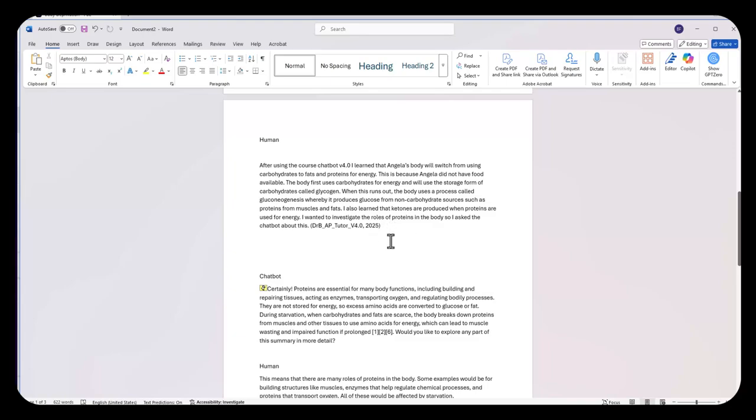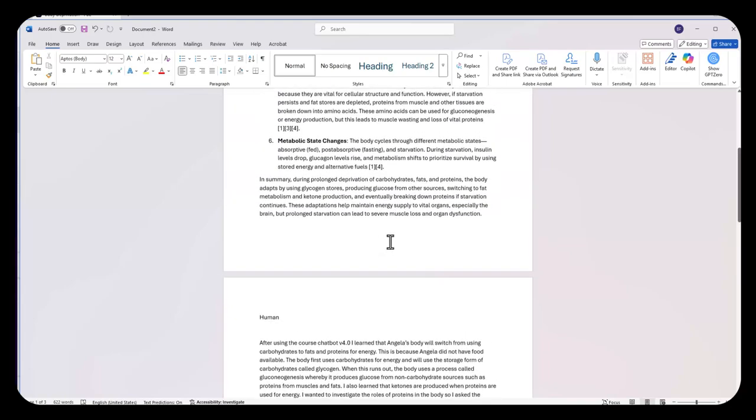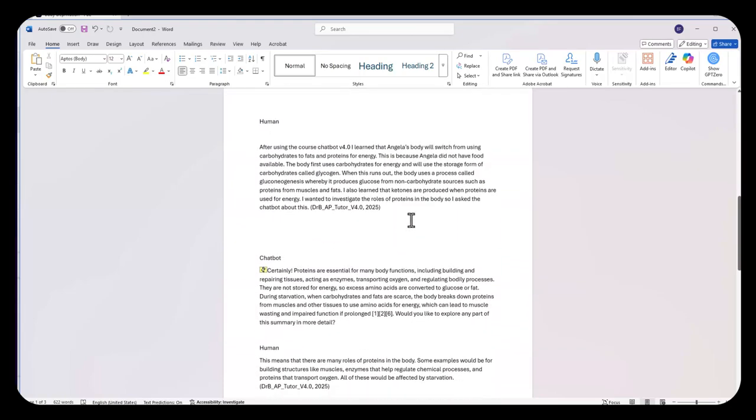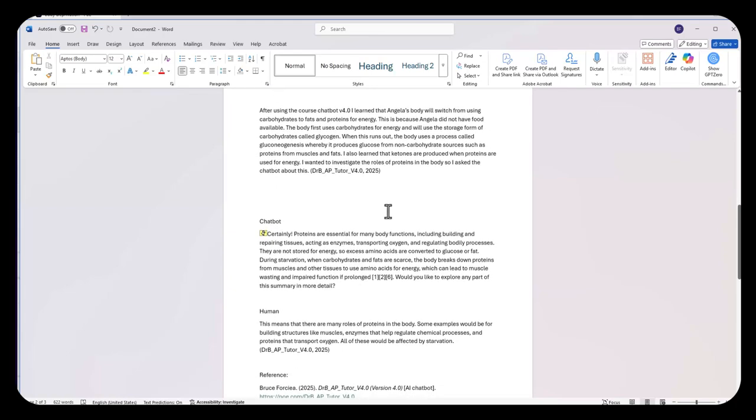Now notice that I'm not citing the textbook. The bot would cite the textbook with these little numbers here, but this is the bot's interpretation of it. It's not directly from the text. So I'm citing the bot, and this is how I cite the bot. This is the in-text citation for it in APA style.